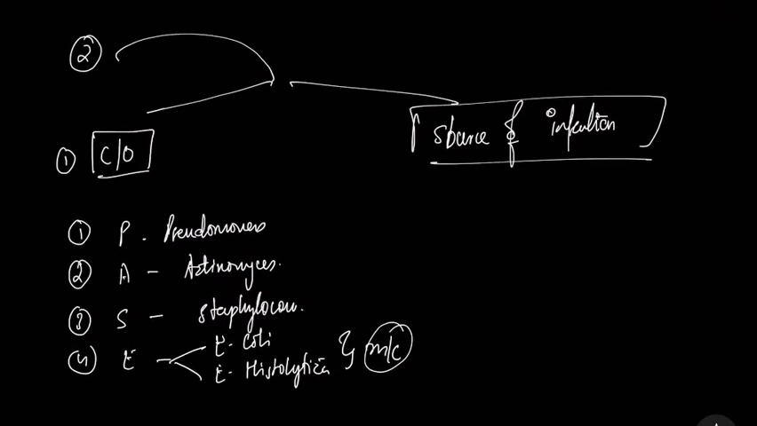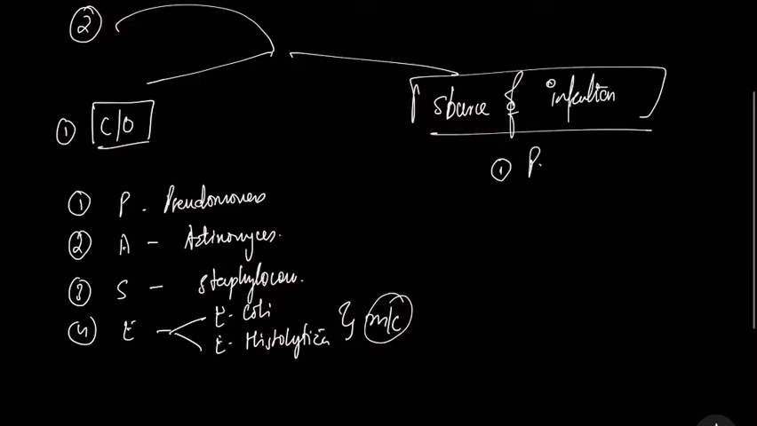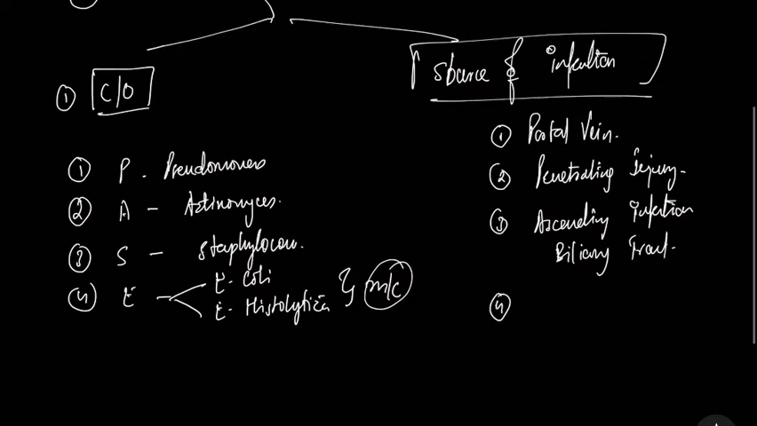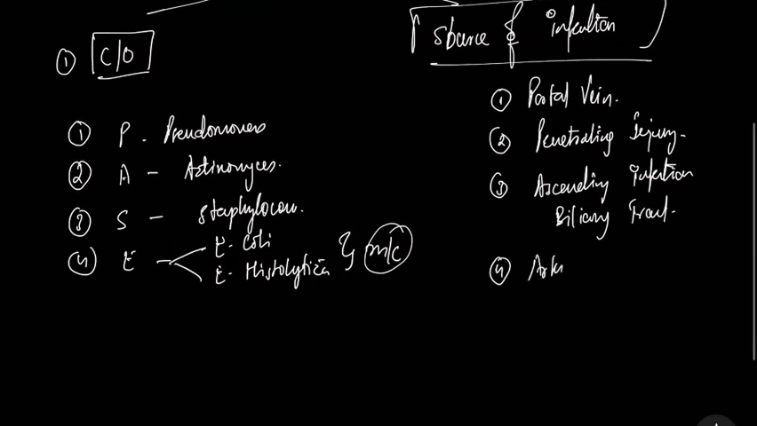All right, so coming to the source of infection, it could be via the portal vein. Second, any penetrating injuries. All right, thirdly, any ascending infection of the biliary tract. All right, lastly, it could be via the arterial supply. All right, that is your blood supply.